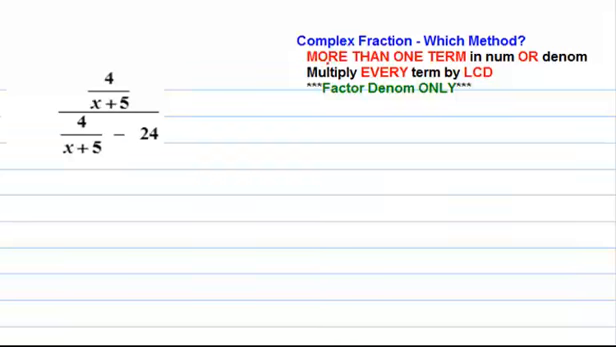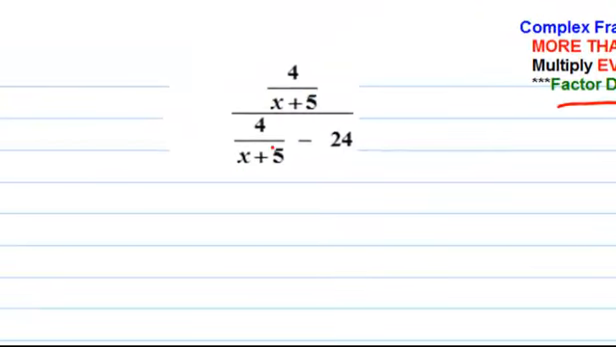So, we need to find our LCD, which means factor all denominators only, and multiply every term by the entire LCD. Well, these denominators are not factorable, so let's start building our LCD. Well, from this first expression we need x plus 5. And of course we need x plus 5 here too, but we already have it. And this one has a denominator of 1, so that's already there as well. So let's multiply every term by the entire LCD.